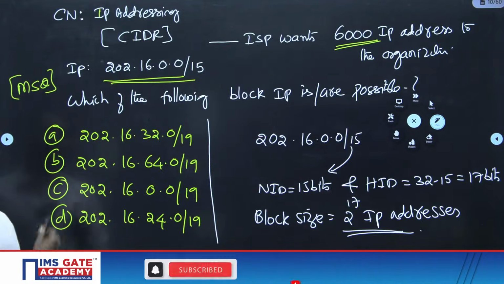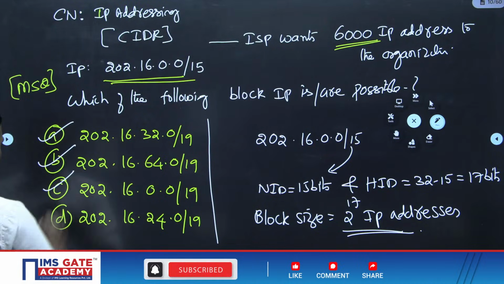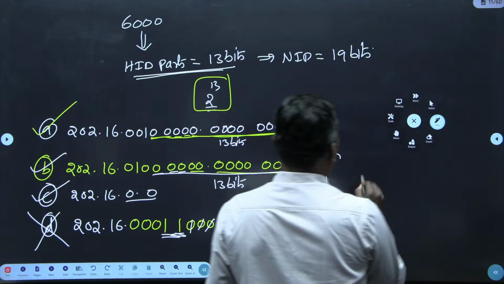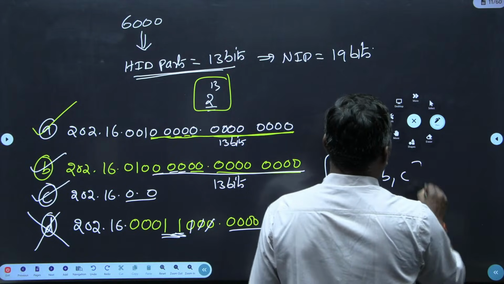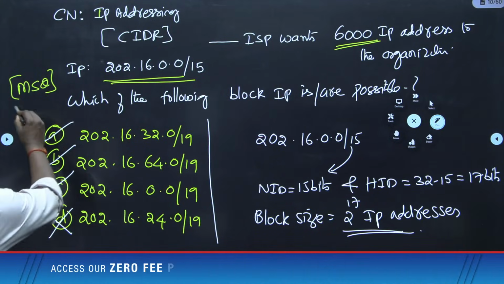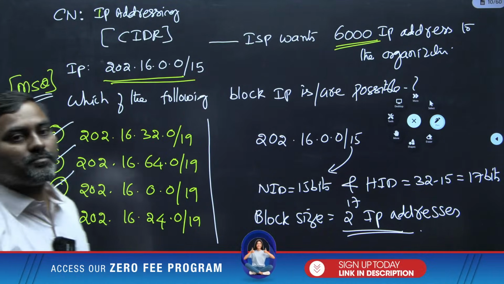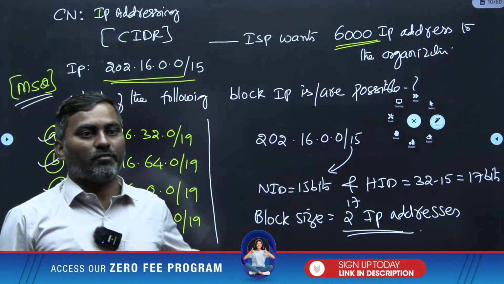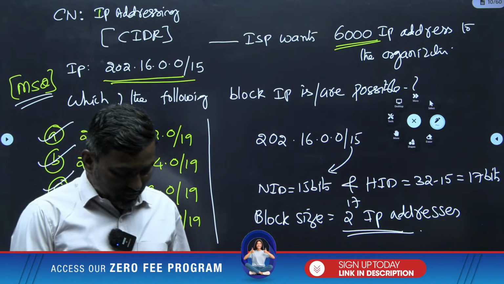So A, B, C are possible and D is not possible. The answer to the question is A, B, C, based on your options. This is an MSQ question, and there are many MSQ questions there. I hope this solution is clear, everyone. Let me take some more questions.